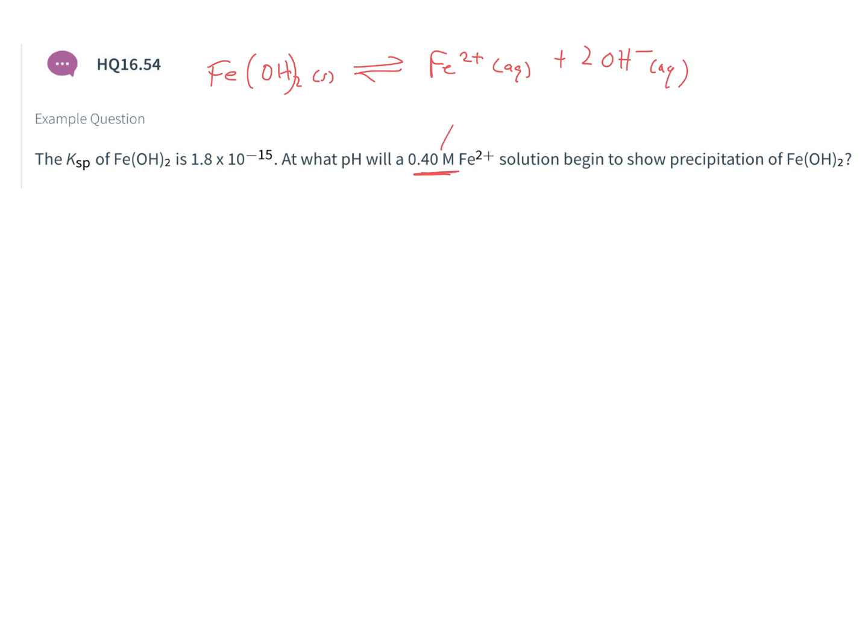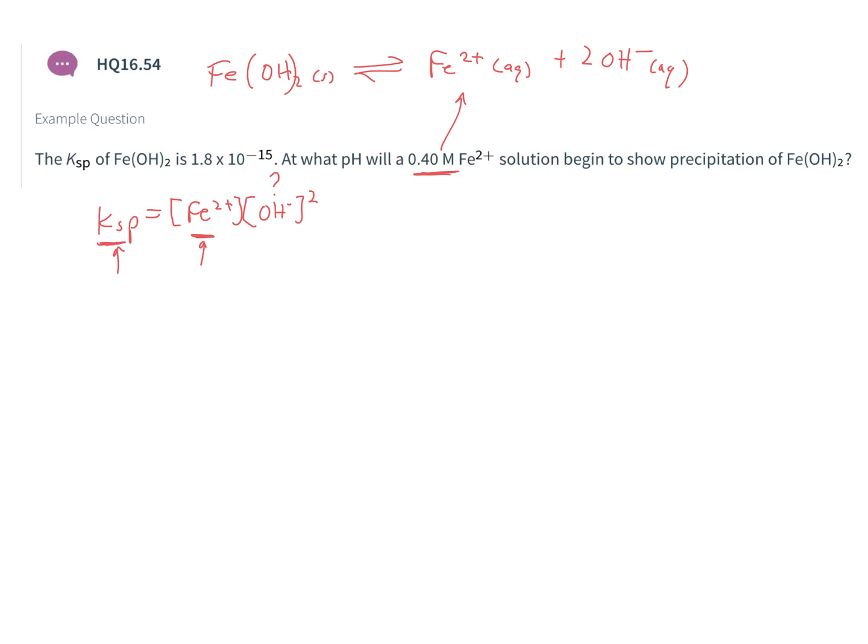And basically, we have this concentration already. So thinking of our Ksp expression, Ksp for this would be the concentration of iron times the concentration of hydroxide squared. We already know our concentration of iron. And that's all it's asking: given this constant, the solubility product constant, and this concentration of iron, what would be the concentration of hydroxide in solution?